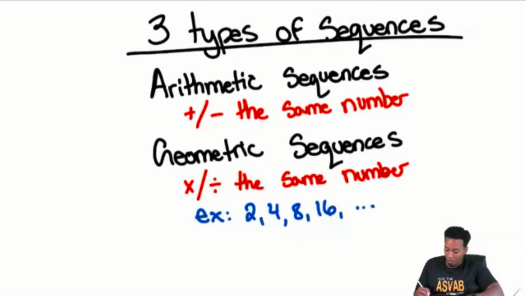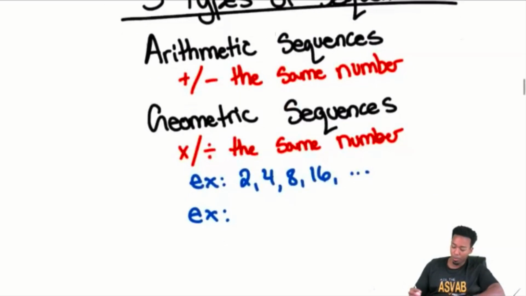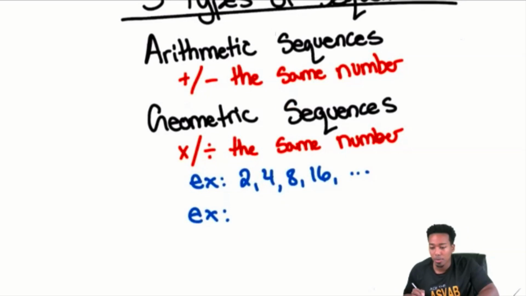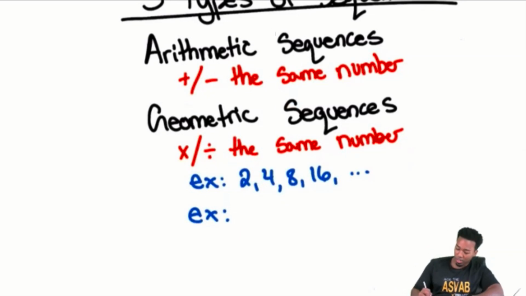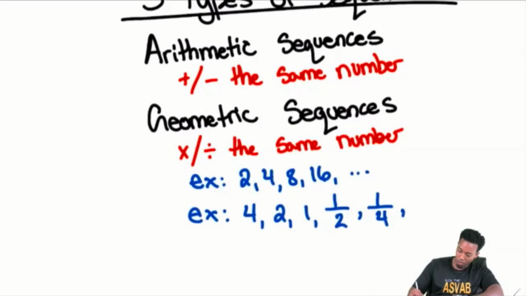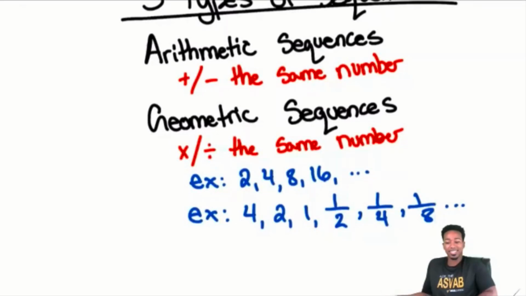A couple of y'all may have also seen examples like this. Let me let Nancy in real quick. Cool. We may have seen an example like this, where we have 4, 2, 1, 1/2, 1/4, 1/8, and so on. Anybody ever seen something like that? Yeah, so that's also a geometric sequence.